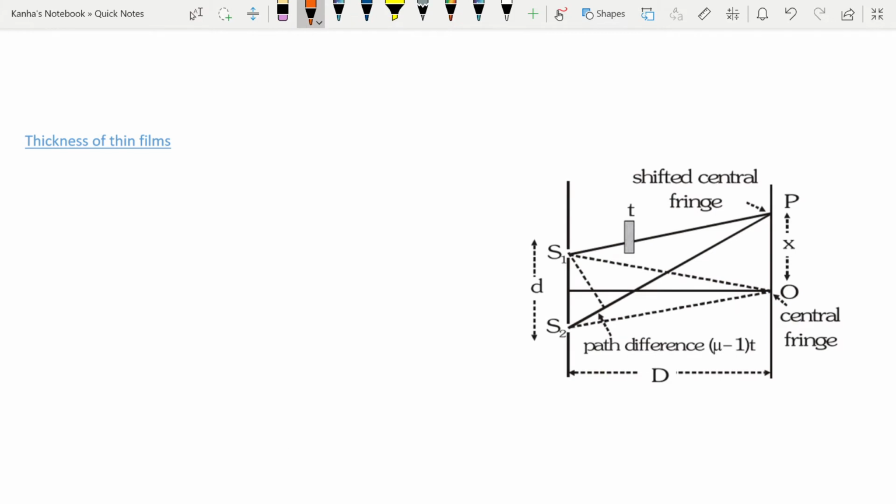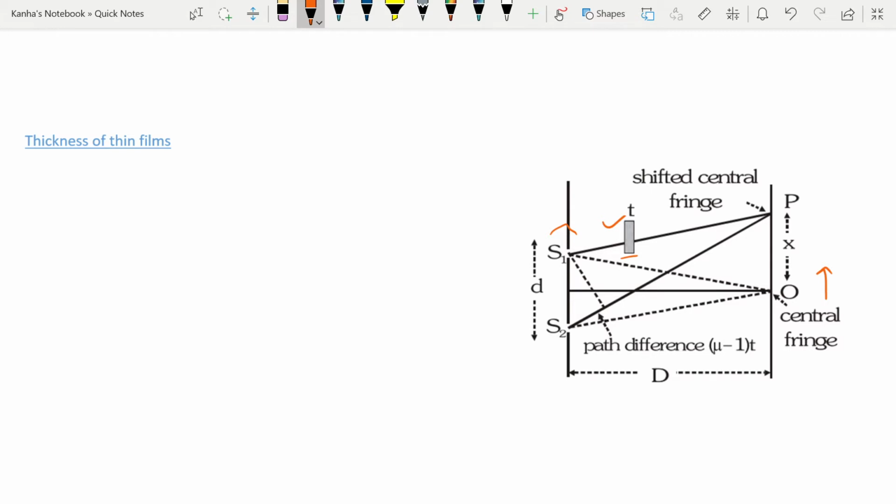Next, we look at the thickness of thin films. So when a glass plate of thickness T and refractive index mu is placed in front of one of the slits in Young's double slit experiment, the central bright fringe will shift towards that side in which the glass plate is placed. So here the glass plate is placed towards the S1 side, so your central fringe will shift towards the S1 side. Okay, why is this so?